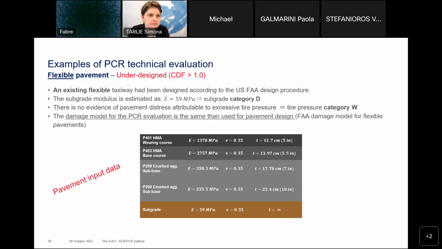But if the surface course fails, you can replace or overlay your layers, and then continue and postpone the subgrade failure. Theoretically, a pavement has an infinite life if it is well managed according to that. Okay.